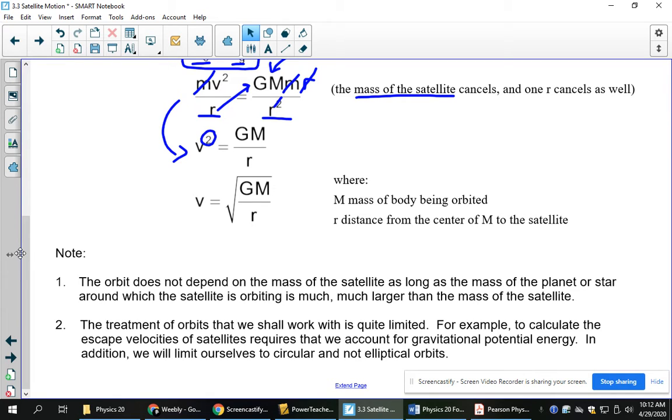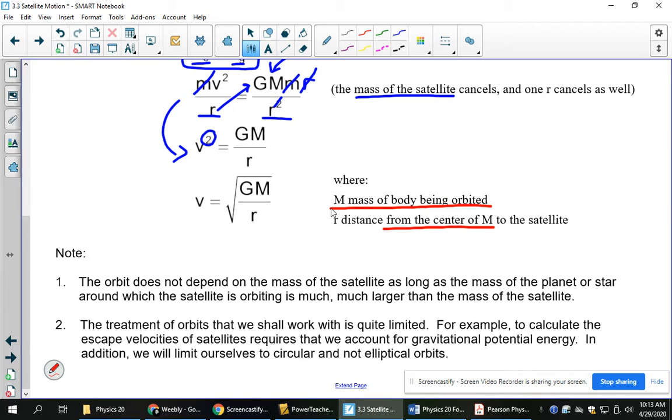Big M is the mass of the body being orbited, so basically the one in the center. And r is the distance from the center of that mass to the satellite. So in this section, there's a lot of adding radii to get that right number, because you need to go from the center of that mass. So the center of that mass to the outside of that mass would be the radius. And then usually a satellite is not on the surface, it's up in the air quite a ways. So you need to add that distance as well.